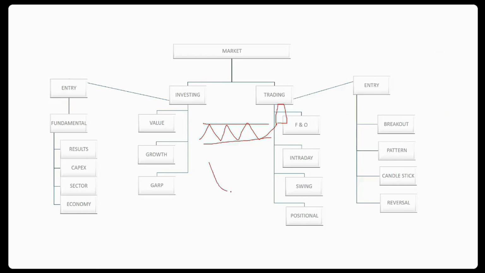Or even when you see a cup, where price goes down and then comes up again and breaks this, we call this a cup pattern and this is a breakout. Many traders do breakout trading, or there are many other kinds of patterns: there's the cup pattern, then the 2T cup, then the 3 VCB pattern. Somebody does a breakout of this.